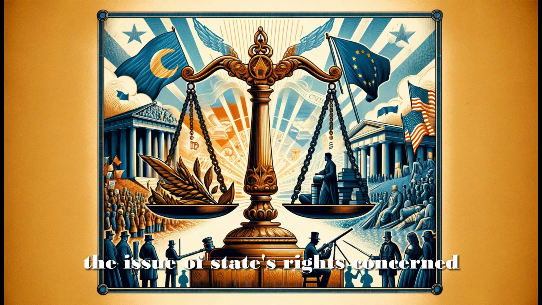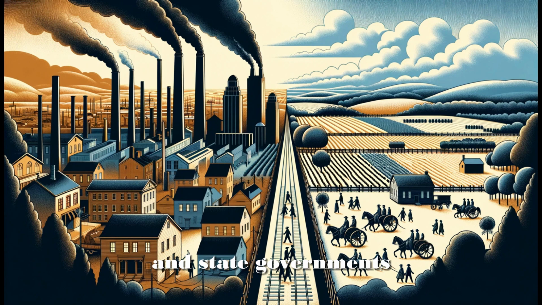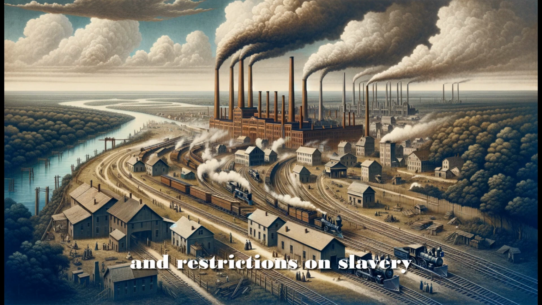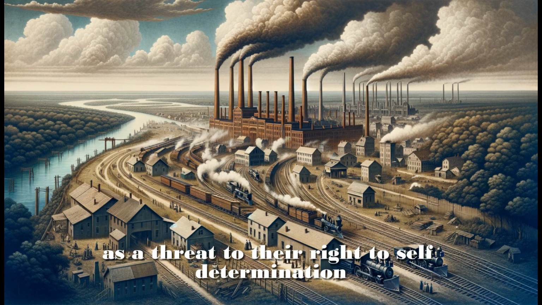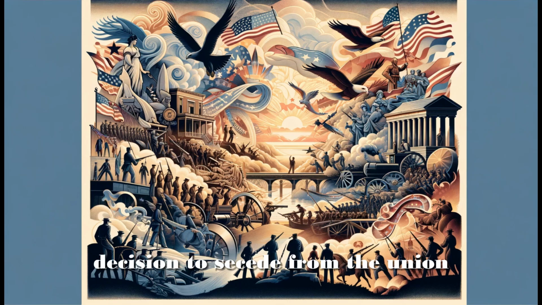States' rights. The issue of states' rights concerned the balance of power between the federal government and state governments. Southern states viewed the federal government's laws and restrictions on slavery as a threat to their right to self-determination. This was a significant factor in the South's decision to secede from the Union.